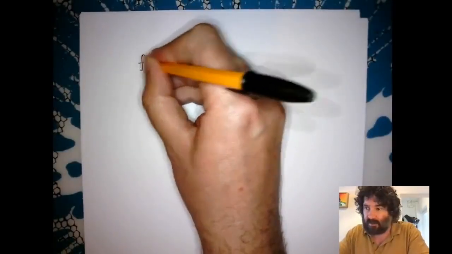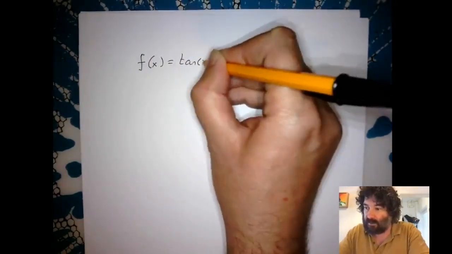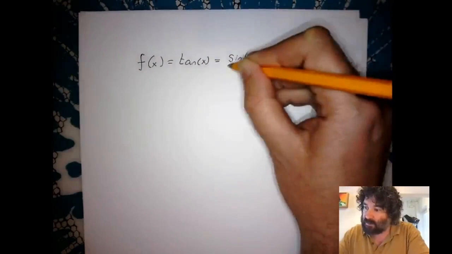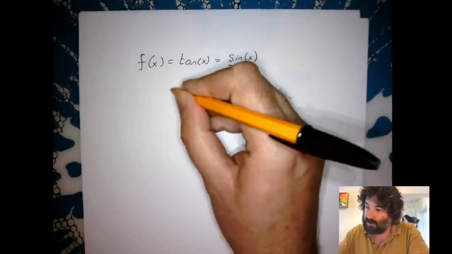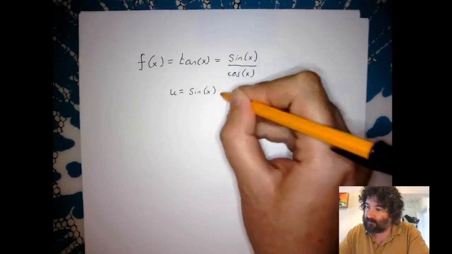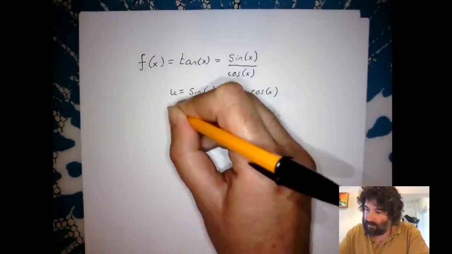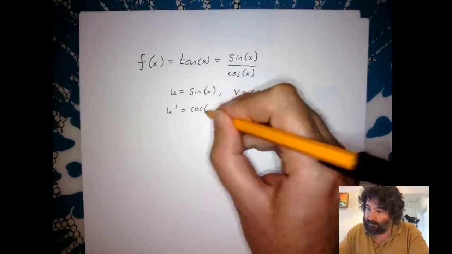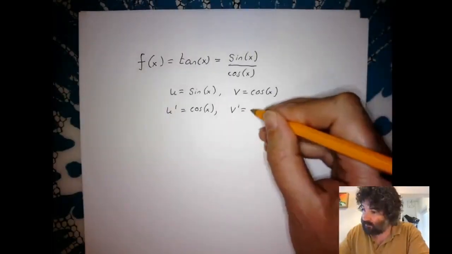In this case, we have f of x, tangent of x. As I said, from trigonometry, the tangent of x is defined to be the sine of x divided by the cosine of x. So it is a quotient of sine and cosine. So we can take u to be sine of x, v to be cosine of x. The derivative of u, the derivative of sine, is cosine. The derivative of v, cosine, is negative sine.